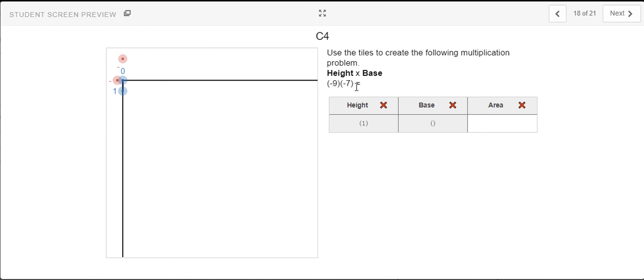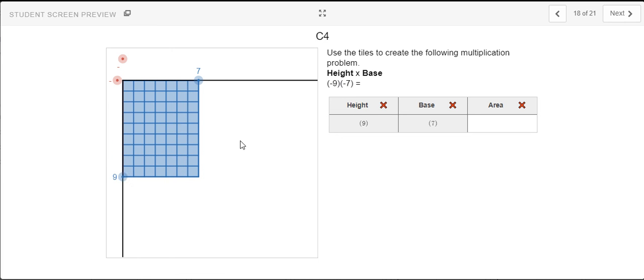Negative 9 times negative 7. So base 7, height 9. Okay. First flip makes it negative, but when I multiply by another negative number, it flips back to positive. So altogether, this is going to be positive 63.